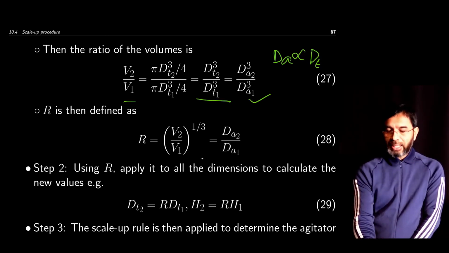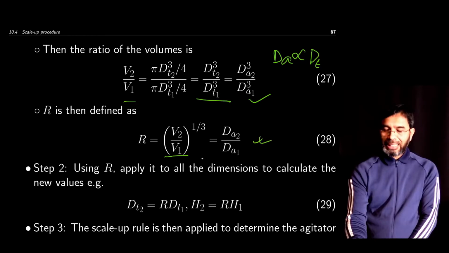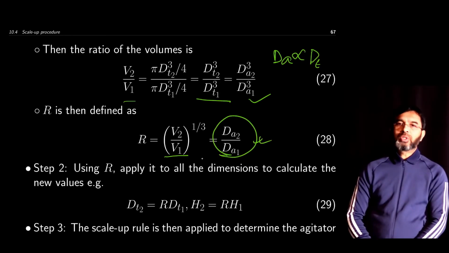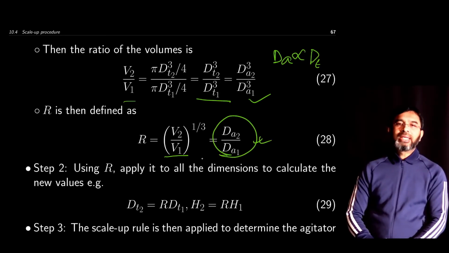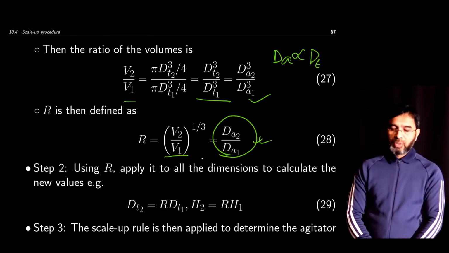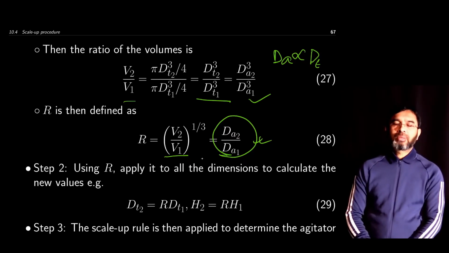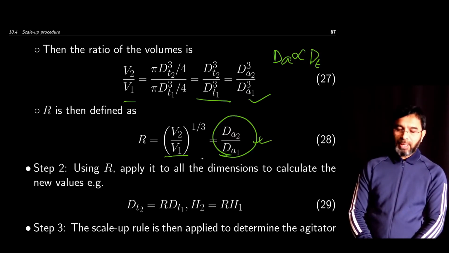So we get R equals (V2 over V1) to the power one-third, which becomes simply dA2 over dA1. So that's the definition we'll be using. Now you may ask, why are you expressing in terms of dA? That's because typically standard ratios are maintained compared with the impeller diameter. So that's why we're expressing in terms of the impeller diameter. You have seen the equations. Most of the equations are developed based on the impeller diameter.